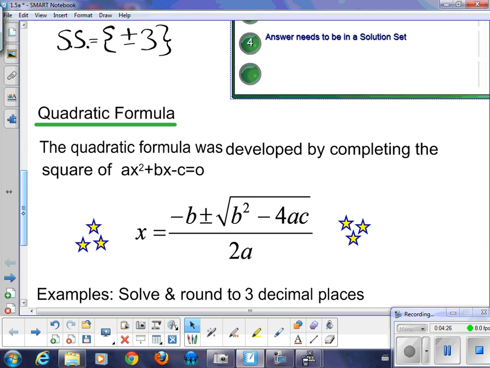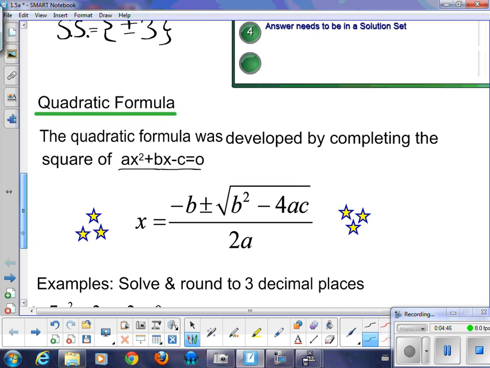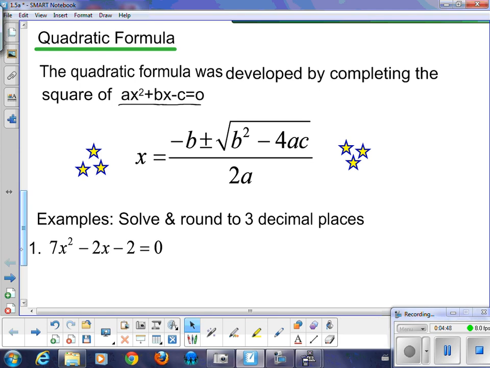And it was actually developed by completing the square. Now, one of your questions in your textbook, either today or the next day, will have you actually trying to complete the square of this equation. So hopefully you can try that and see how you go. Now, you spent a lot of time on this last year, and if you do not know this formula off by heart, you need to get it off by heart because it's considered assumed knowledge. Okay, so when you get to grade 12, they're not going to review factoring.